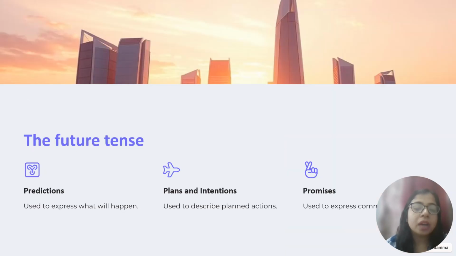Then next we will come upon the future tense. Okay, so when we use future tense, first it's written as predictions. Okay, used to express what will happen. Of course, we are talking about future. So something that will happen. Okay, something that will happen in the future. I will dance tomorrow. So we use will or shall and then we talk about the future.